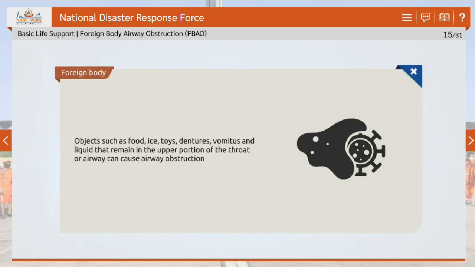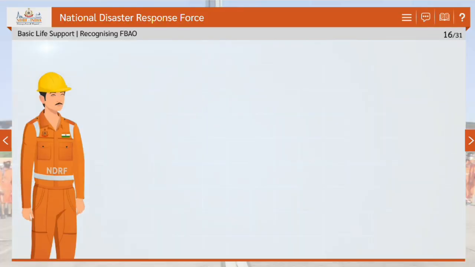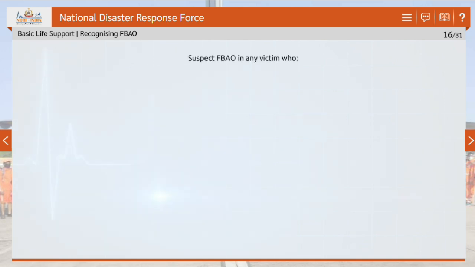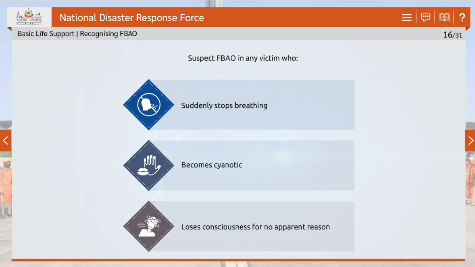Objects such as food, ice, toys, dentures, vomitus, and liquid that remain in the upper portion of the throat or airway can cause airway obstruction. The key to successful treatment is early recognition. Suspect FBAO in any victim who suddenly stops breathing, becomes cyanotic or loses consciousness for no apparent reason.